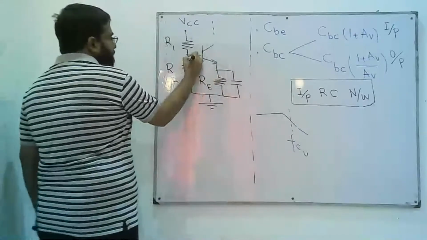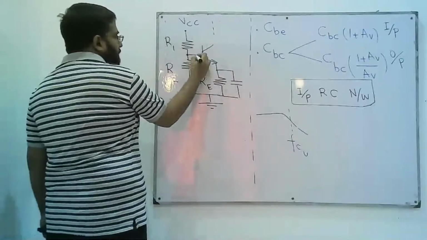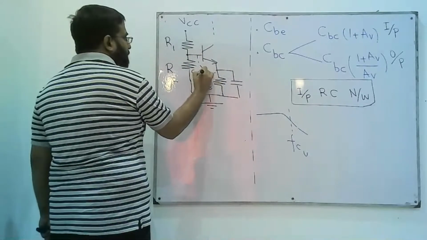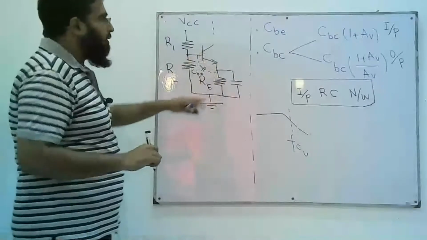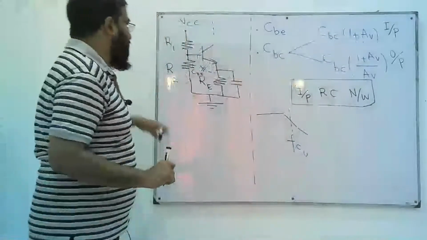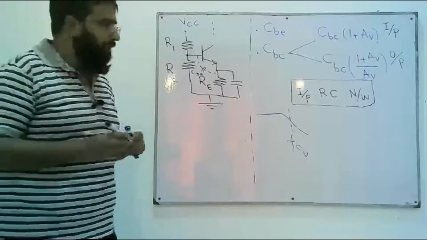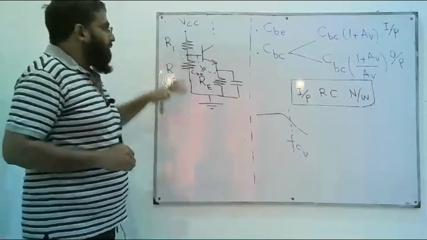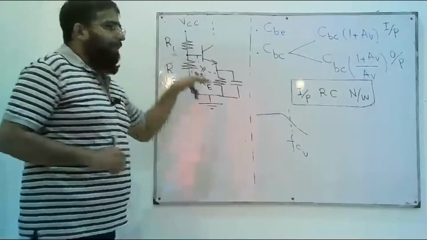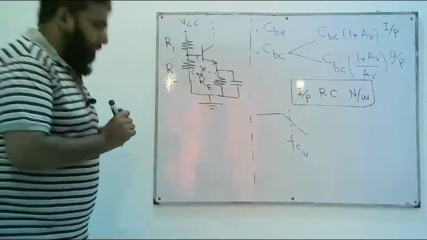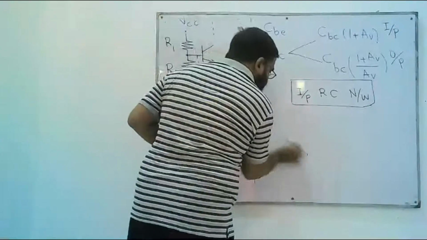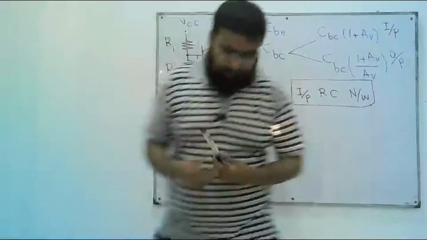This junction capacitor CBE is on the input side, and part of the CBC, that is 1 plus AV times CBC, is also on the input side. So we have two capacitors on the input side from the base terminal to ground, and we have R1, R2 and beta RE. They are also on the input side. So the input circuit is something like this.